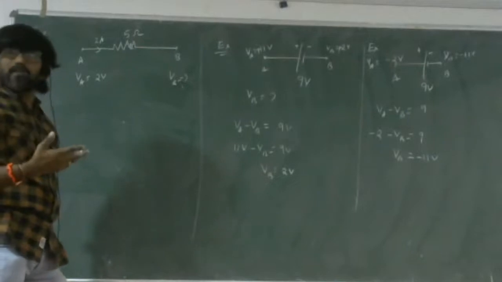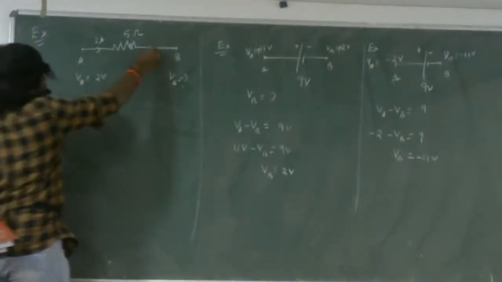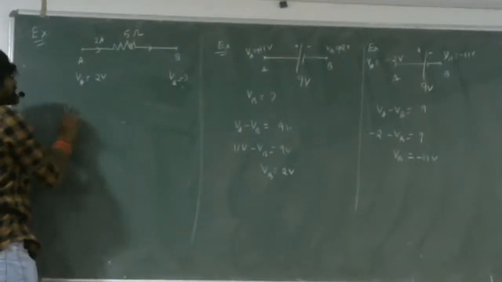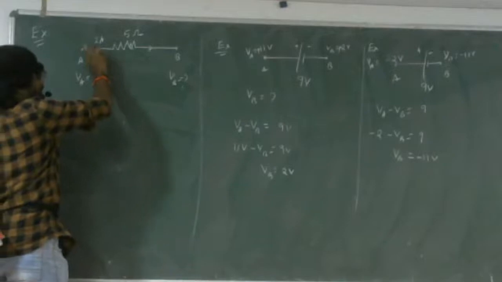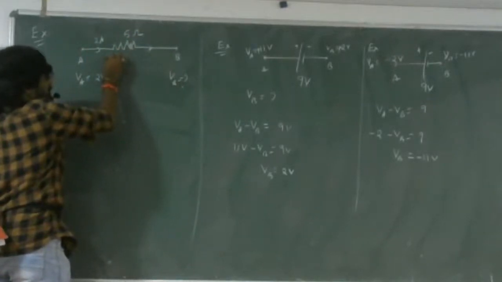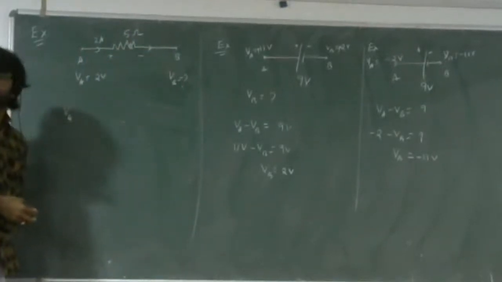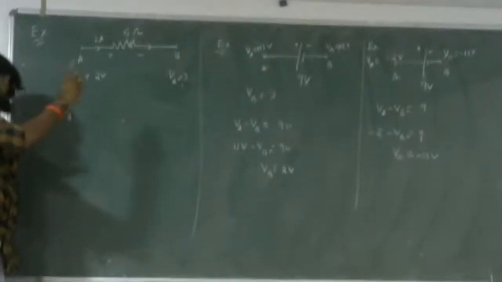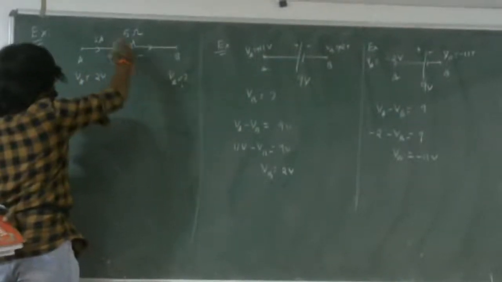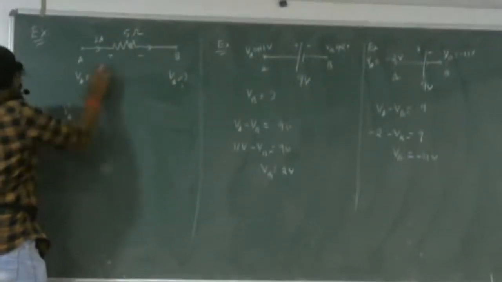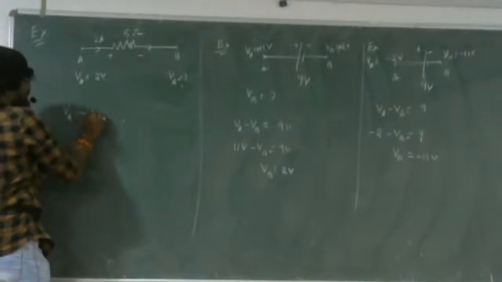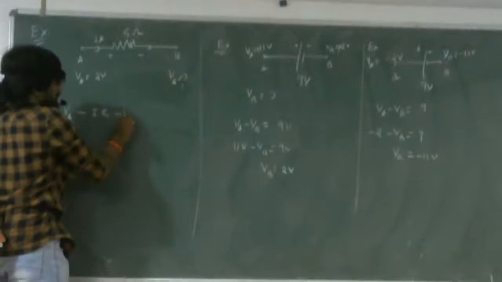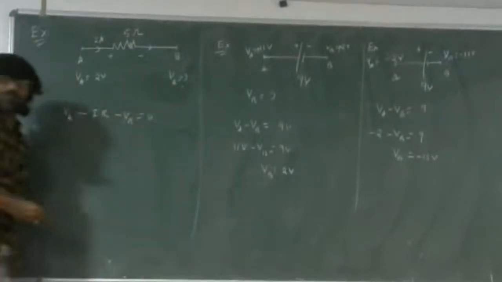Kirchhoff's voltage law, KVL. As current is flowing from A to B, you can say this is a higher potential, VA. As current is flowing from left to right, this is said to be a lower potential. Usually current always flows from higher to lower potential, plus to minus. So this potential drop across the resistor is nothing but IR, so you can say minus IR, and this will be lower potential VB, so minus VB should be equal to 0.